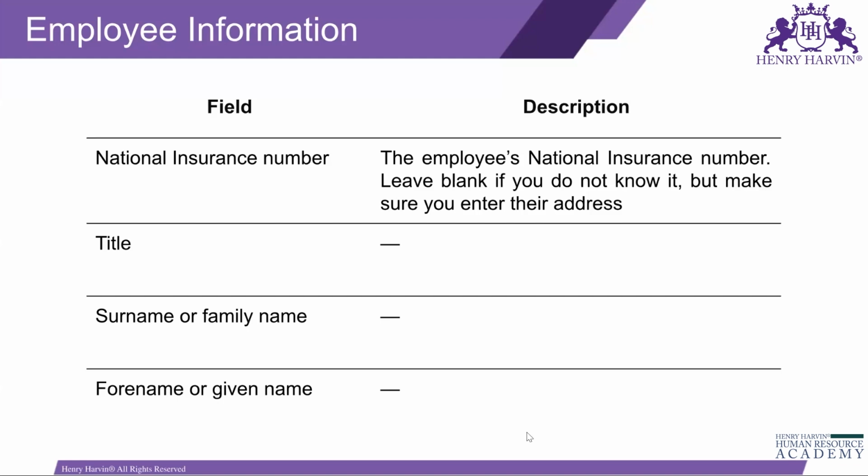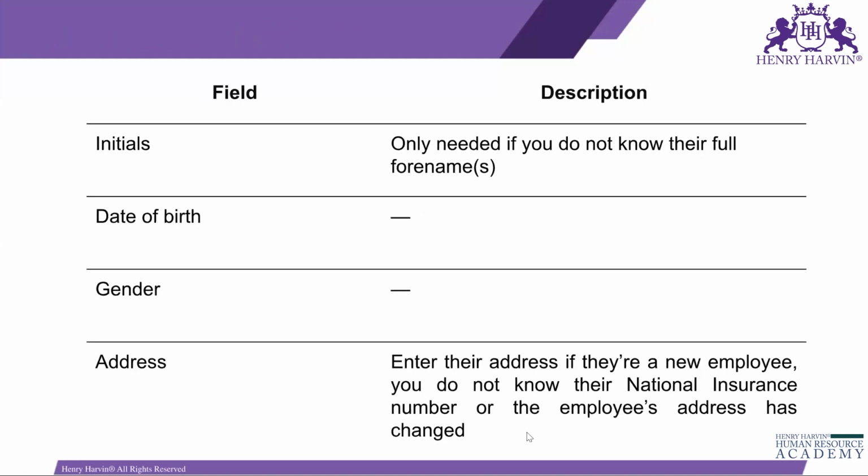Okay, surname and forename or given name, then initials of the employee, then date of birth, gender, address. Same like the FPS, you have to mention the correct address. And if you do not have a national insurance number, this should be mentioned. Okay, you don't need to send it if there is no change in address and you've already reported.